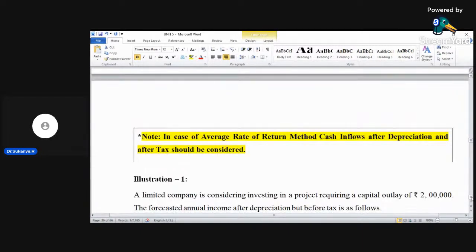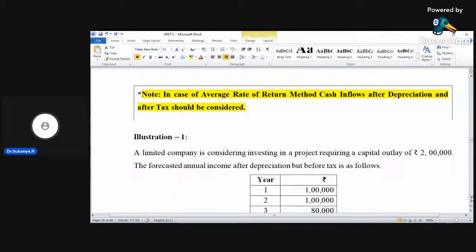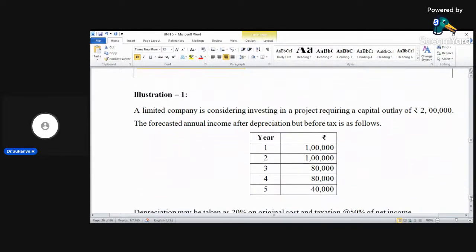See, a limited company is considering investment in a project that requires a capital outlay of 2 lakh rupees. Okay, so there is a company called A limited company, and this company is considering making investment in a project that requires a capital outlay of 2 lakh rupees. And what is the average income after depreciation but before tax?